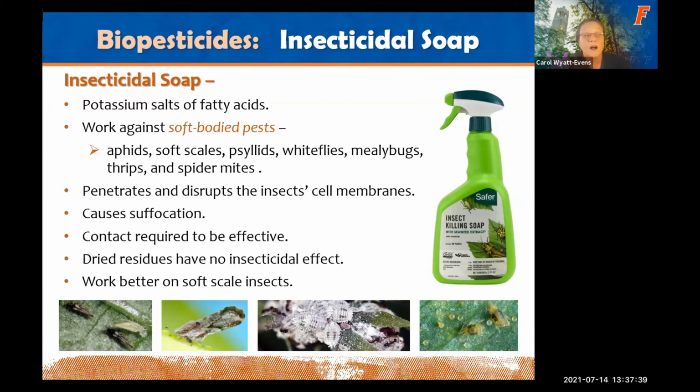They do work better on soft scales than hort oils. So remember I said that hort oils are against armored scales and they don't have sooty mold associated with them. Well, the way I remember it is to think about your 3 S's. Soft scales produce that honeydew that does collect sooty mold. So your soft scales have sooty mold, and so your soaps are going to work better against them. So just remember your 3 S's and you'll be good.